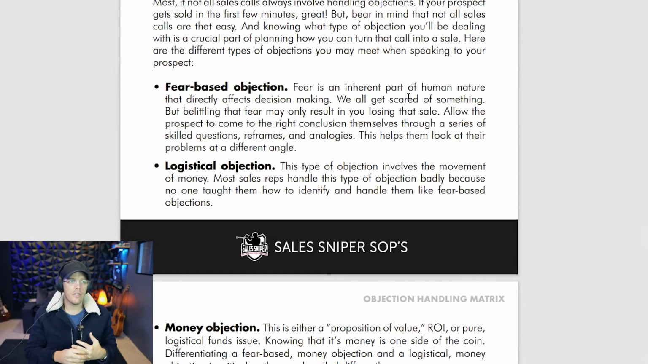Now, a logistical-based objection. For example, if I look at a logistical partner objection, they physically cannot make the decision without the consent of their partner, and their partner is not there, okay? Now, we don't want to go through and be the guy who causes a giant fight, and there are things that we can do to make sure we get the high level of commitment, but that's a genuine logistical objection.